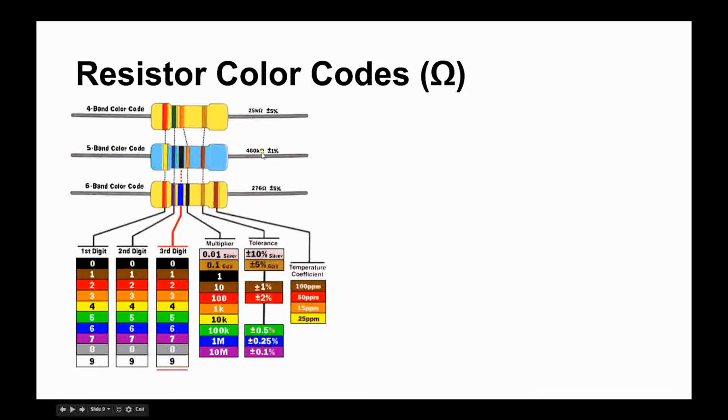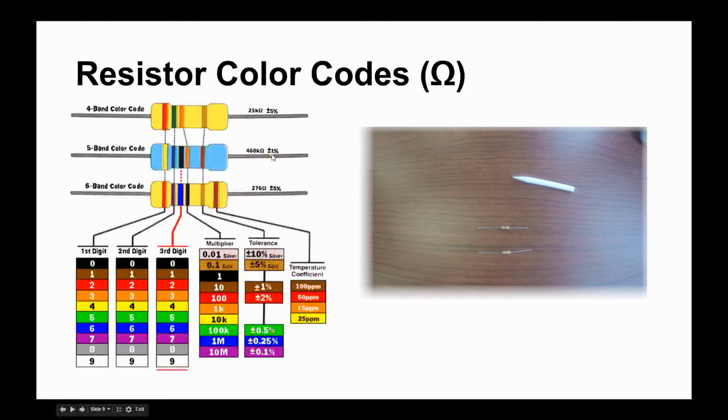And here's our Greek letter omega, which stands for ohms. And if we look at the tolerance band, that's brown. So that would be a tolerance of plus or minus 1%.